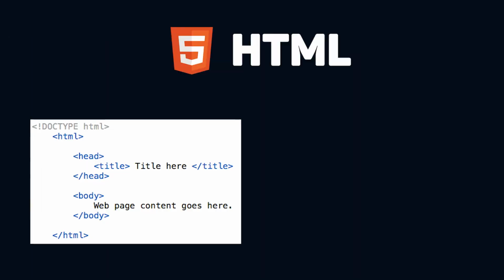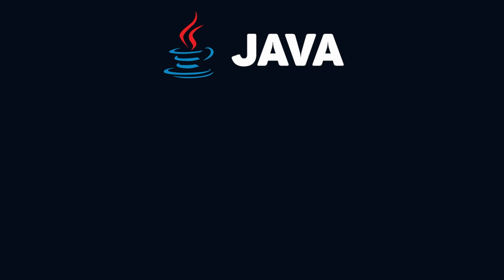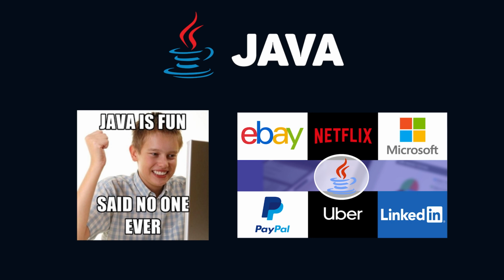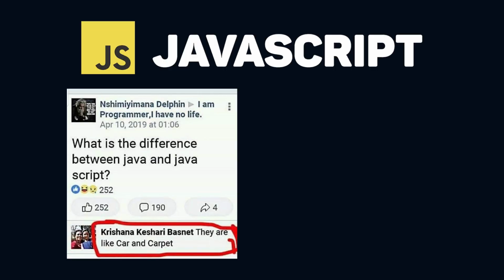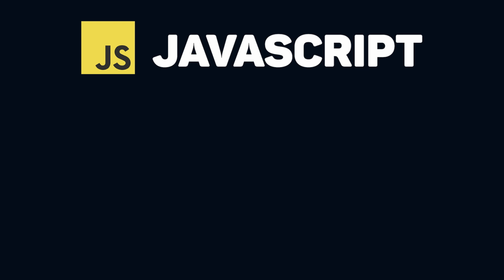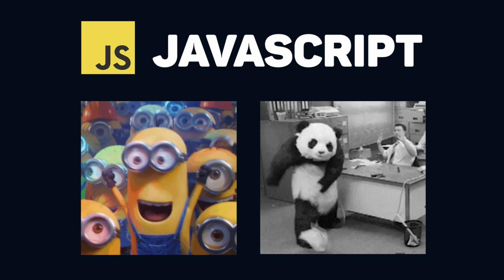HTML is a markup language that creates the building blocks of every single website on the internet. Java is a very popular high-level language that exists in the codebases of almost every major company. JavaScript is completely unrelated to Java and runs in the web browser and makes website magic happen. Oh, also it's both the most popular and the most hated language at the same time.